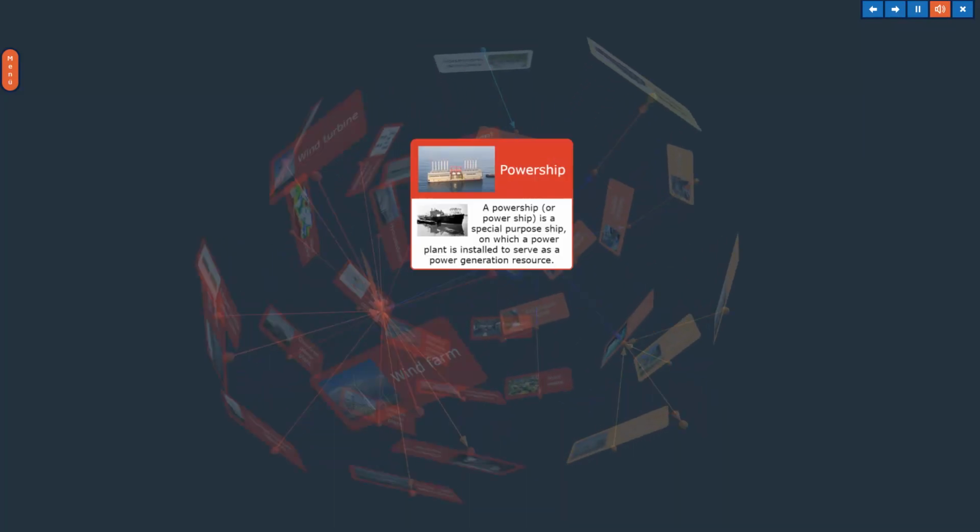Power ship. A power ship is a special-purpose ship, on which a power plant is installed to serve as a power generation resource.